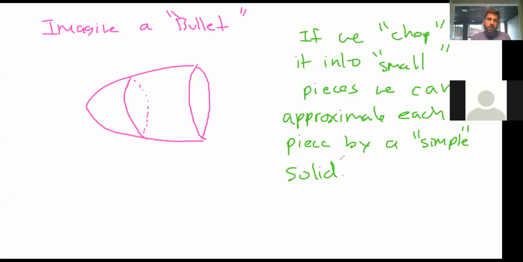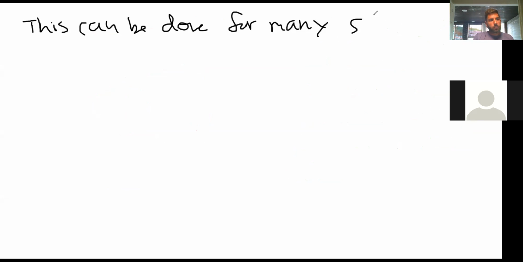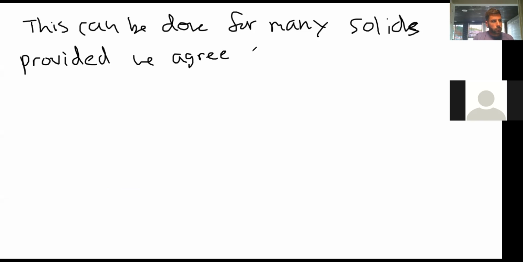And if it's a Riemann sum, we imagine that adding them all up is not hard because it can become an integral. So it turns out that we can do this. So this can be done for many solids, provided, notice I didn't say for all, I said for many solids, provided we agree on some basic definitions.